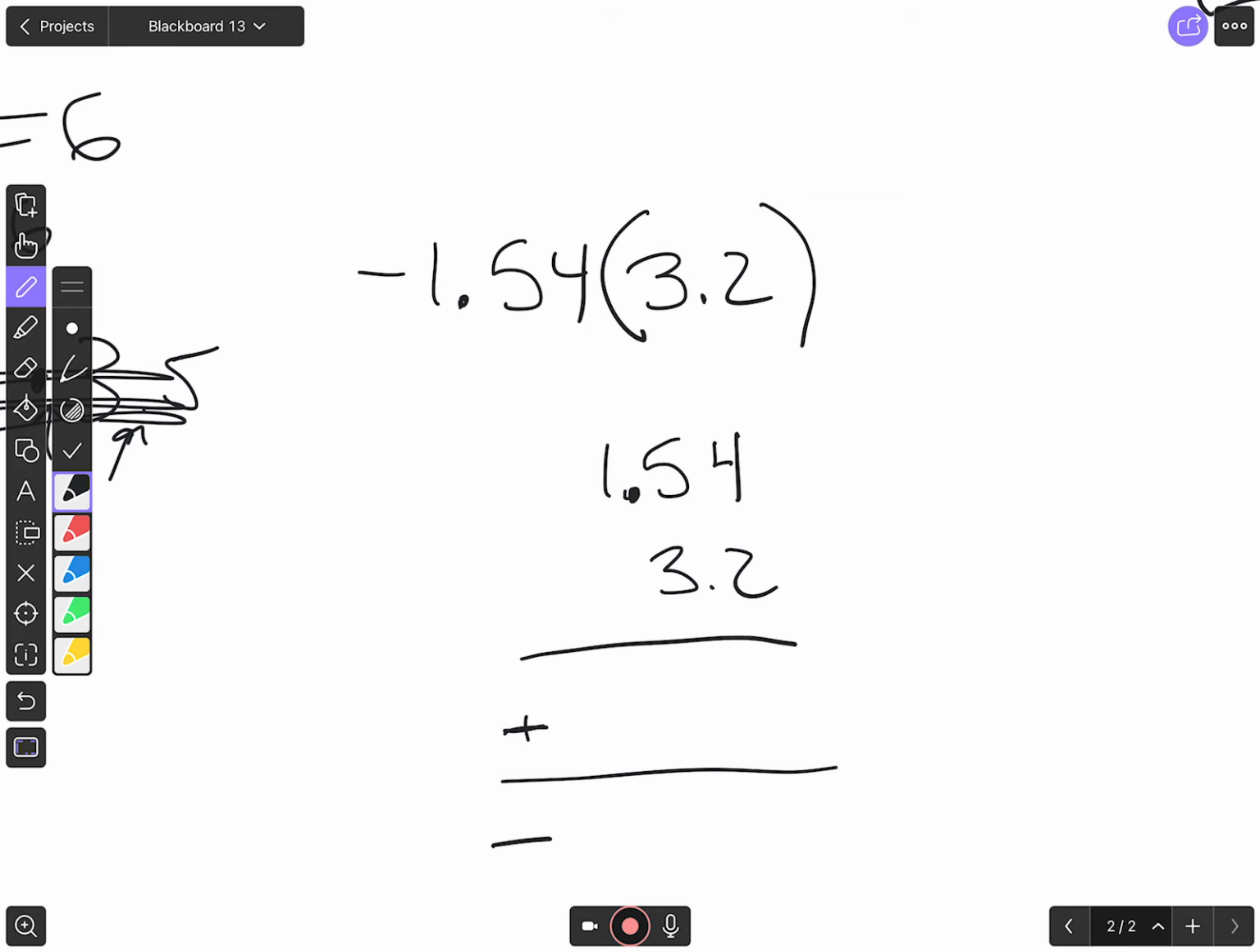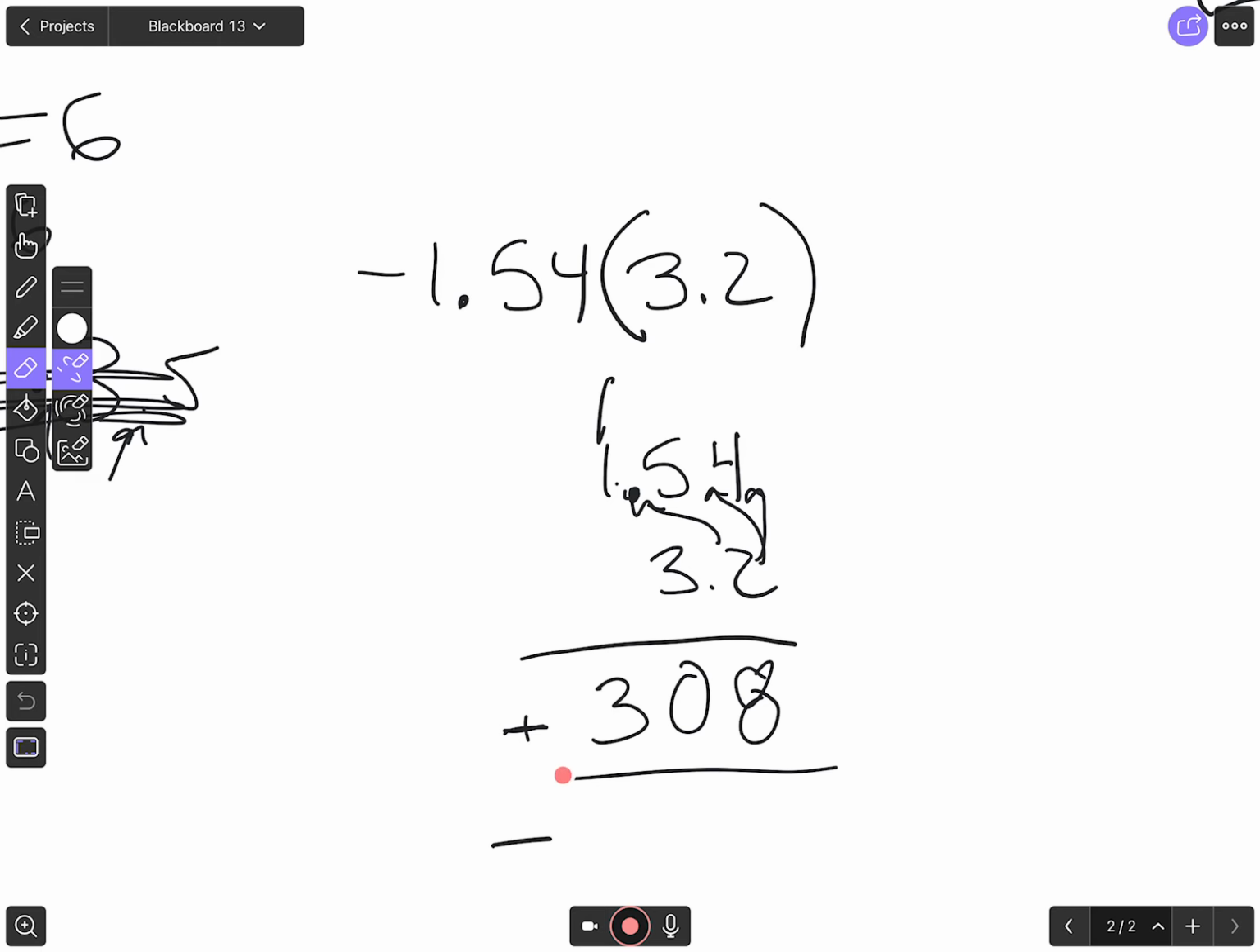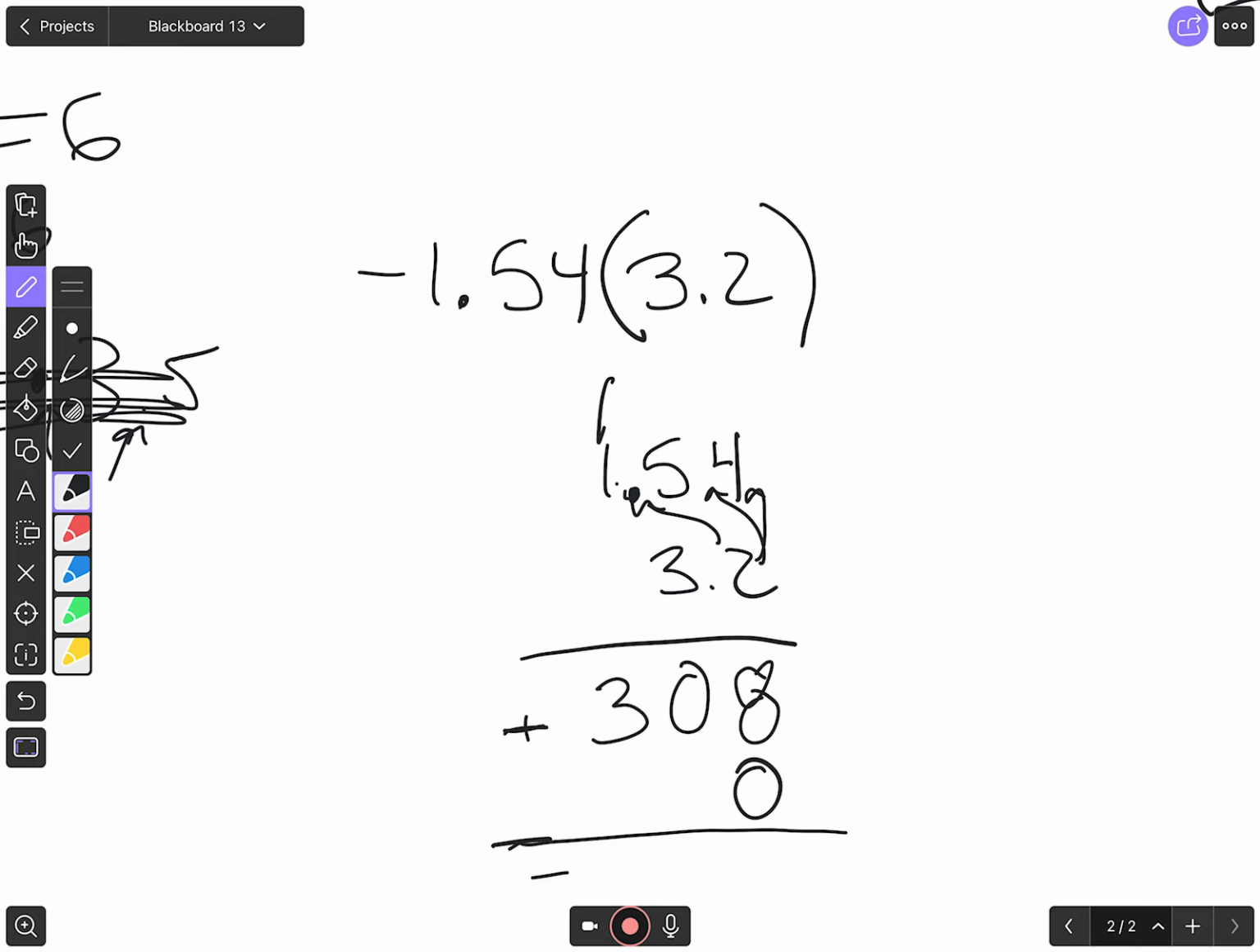So I just start multiplying like I normally would. 2 times 4 is 8. 2 times 5 is 10. 2 times 1 is 2 plus 1 is 3. I'm kind of drawing too big here. All right, let's do this. Okay, and then go to the next one.